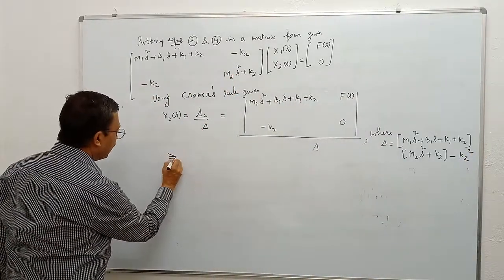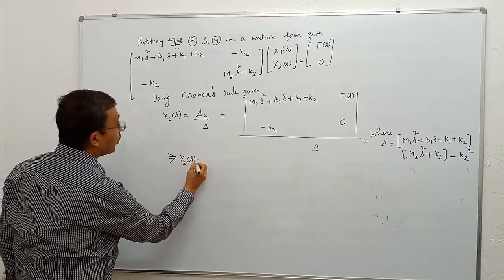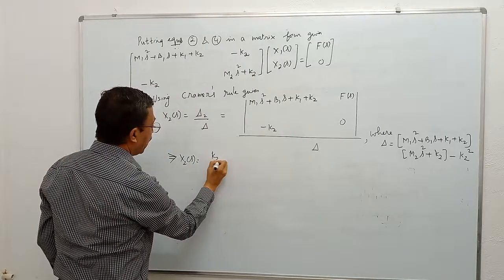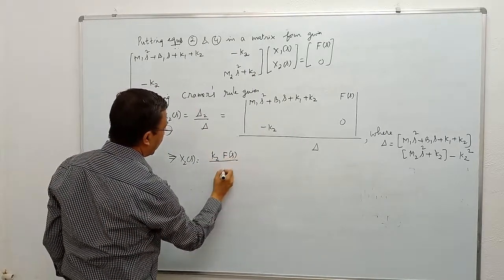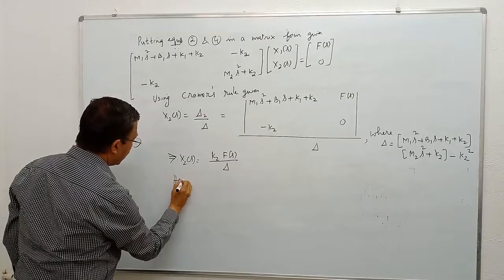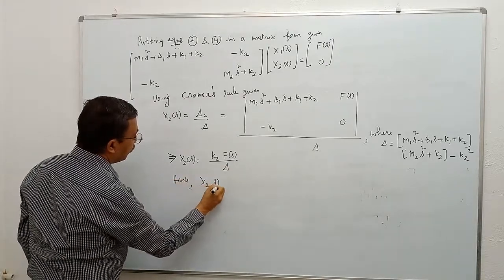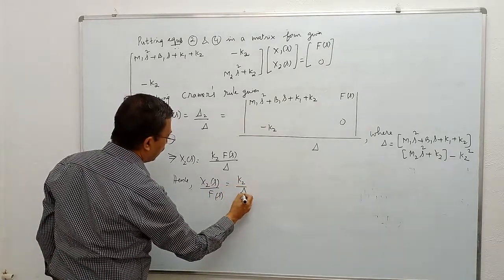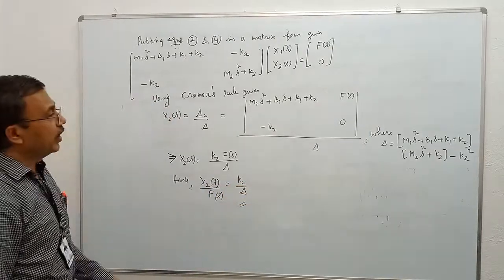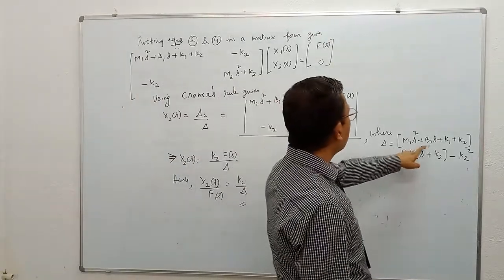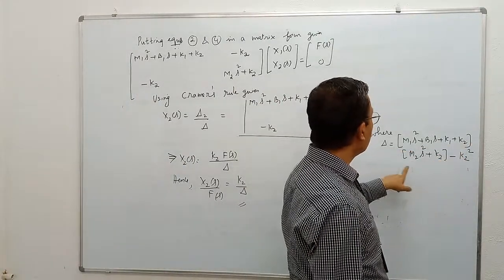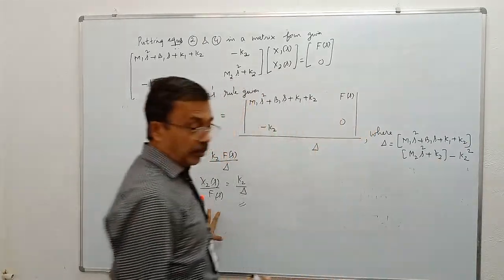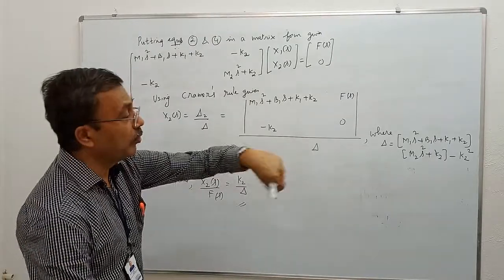This implies x2 of s is equal to this into this is 0 minus this into this. So you get what? K2 into f of s divided by delta. Hence, the transfer function x2 of s divided by f of s is equal to k2 divided by delta, where delta is m1s square plus b1s plus k1 plus k2 into m2s square plus k2 minus k2 square. This is how the problem is solved. We shall move to next problem.